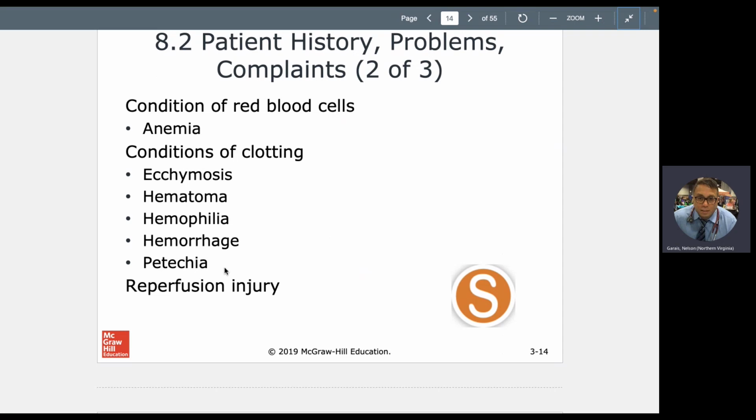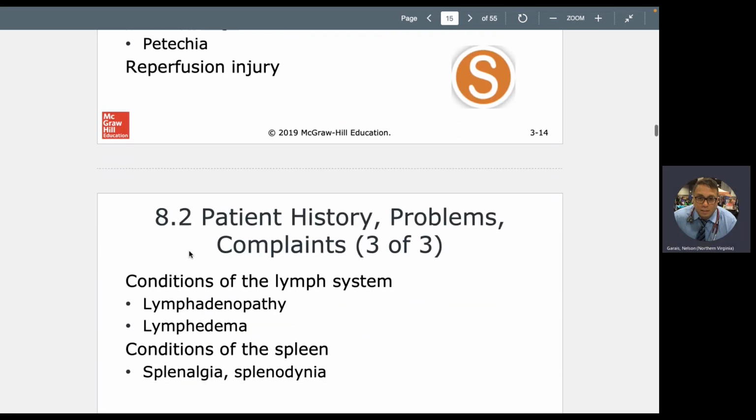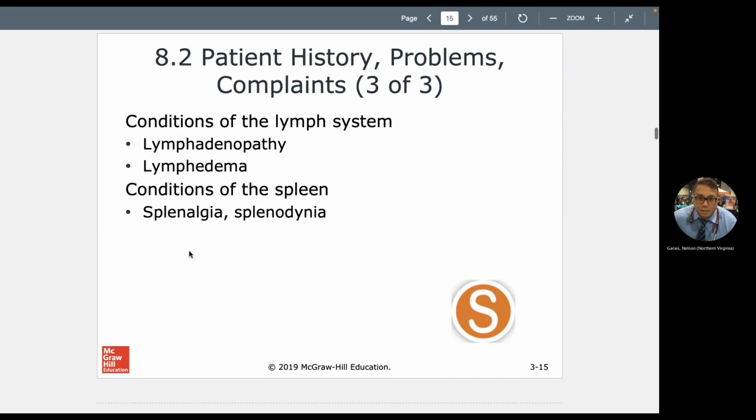Petechia or petechiae, plural, is the little red dots that we talked about in class. Reperfusion means to introduce an organ to blood again. The prefix re means again, and perfuse is to make sure that the organ in question has a lot of blood, or a good amount of blood.